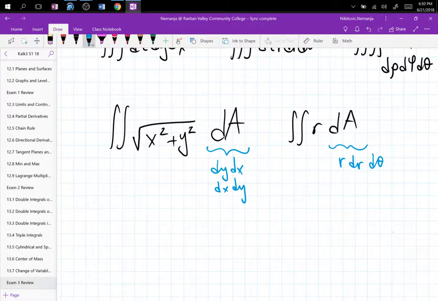Now, you have the string for spherical, which is that, and then dz in front for cylindrical, and for spherical you have the rho squared sine phi d rho d phi d theta.